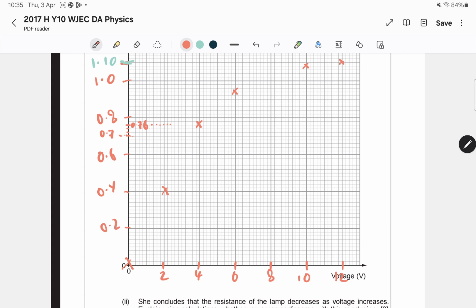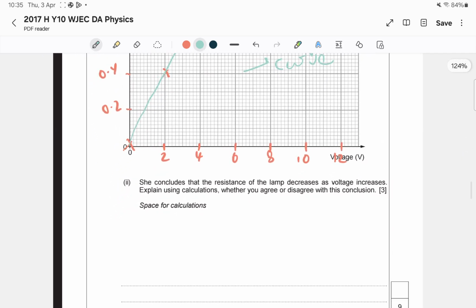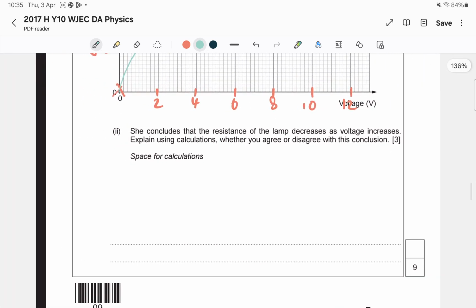But it's good. I didn't expect a straight line. I expected a curve, because filament lamps will always give us a curve. Resistors will give us a straight line. Filament lamps give us a curve. So she concludes that the resistance of the lamp decreases as the voltage increases. Explain using calculations whether you agree or disagree.